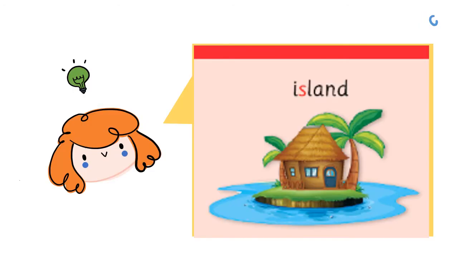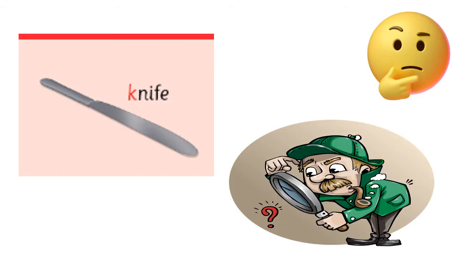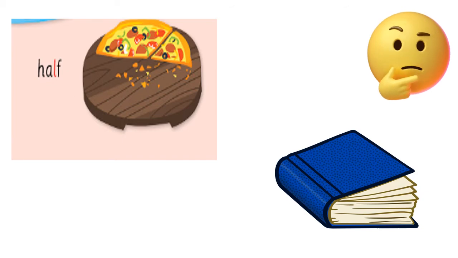Look at this beautiful place. It's an island. Here we have a silent consonant. Look at this. It's a knife. Also, we are not pronouncing letter K. It's a silent K because it's followed by letter N. Half.